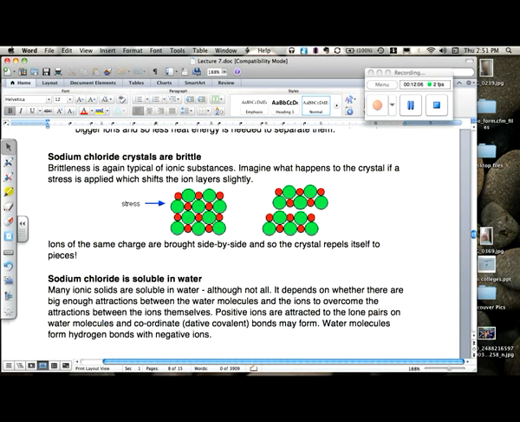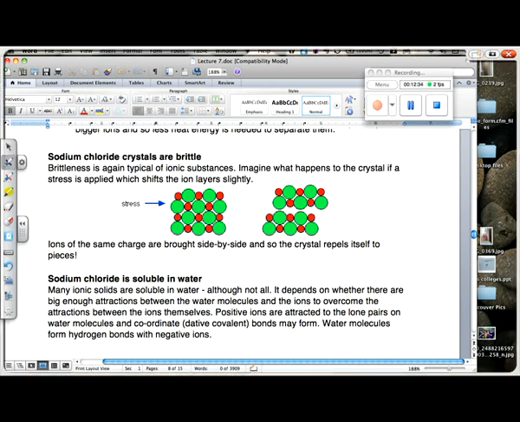You can take a piece of rock salt and a butter knife and break the rock salt into pieces. The reason why is when you put stress on that solid crystal, you can actually move a layer of these ions such that the positives are next to the positives and the negatives are next to the negatives, and they repel one another. So it actually repels itself to pieces. Many ionic compounds dissolve in water, not all. If the ionic bond is particularly strong, then it will not dissolve in water, like the oxides and so on.